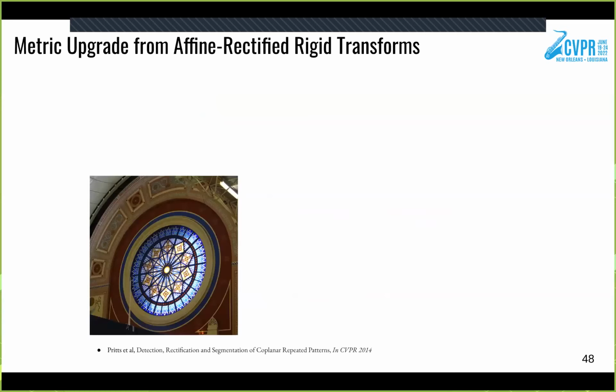Yeah, so that's just sort of a comparison. Okay, now we've gotten to the affine rectified space. What about the metric upgrade?